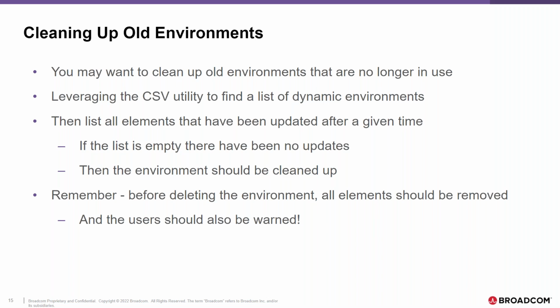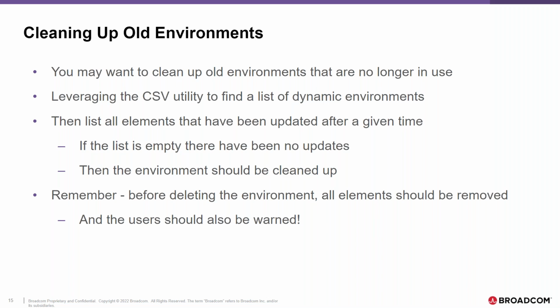Obviously, you don't want to lose code, but there may be times where a branch was used for a specific idea that nobody is interested in anymore, or it's abandoned. You can use the CSV utility, first of all, to list your dynamic environments. So there is a flag now in the CSV utility that will tell you if an environment is dynamic or static.